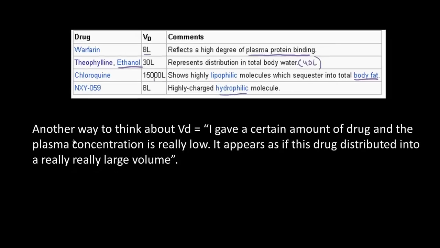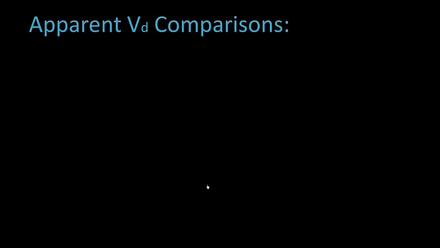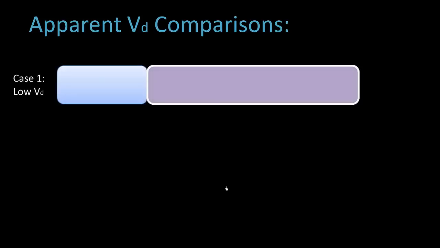So just a last comment on another way to think about it before we get into some pictures to help you really remember what volume of distribution is. Here's this particular scenario. I gave a certain amount of drug and the plasma concentration is really low. So it appears as if this drug distributed into a really, really large volume, right? And that would be the case for something like chloroquine. So let's do some pictures, because pictures are really what help you solidify things in your head and remember them. Here are some comparisons. What we're going to do is say what happens when you have a low VD, high VD, whatever.